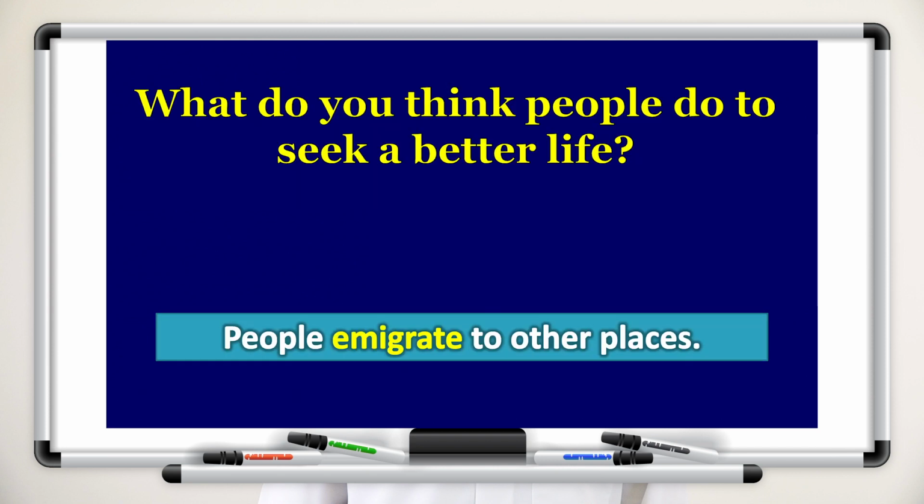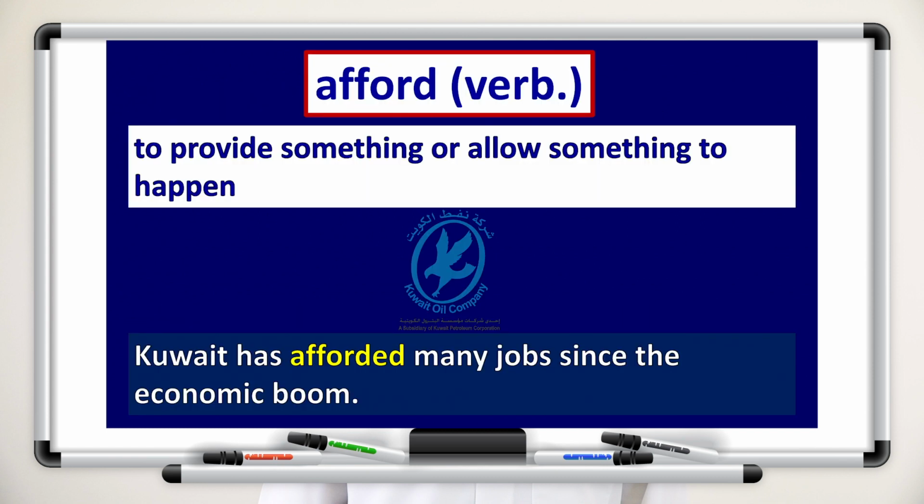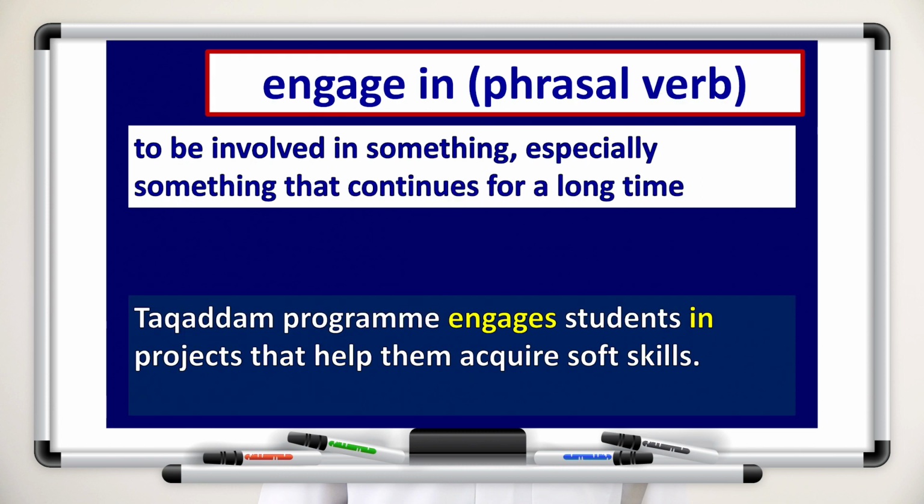What do you think people do to seek a better life? People emigrate to other places. The word afford is a verb which means to provide something or allow something to happen. Look at this example: Kuwait has afforded many jobs since the economic boom. Engage in means to be involved in something, especially something that continues for a period of time. Taqaddam program engages students in projects that help them acquire soft skills.